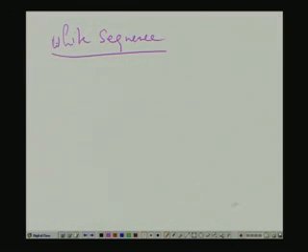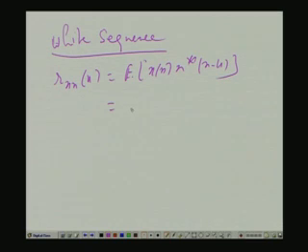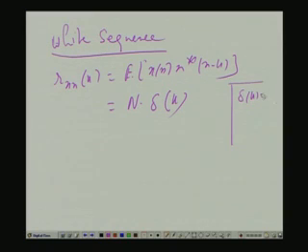And like the analog case, here also you can define a white sequence. If r x x k is some constant, say n times delta, and this delta is not the Dirac delta function, it is just a sequence called the unit impulse sequence, delta k. What is delta k? Delta k equals 1 if k equals 0, else it equals 0.